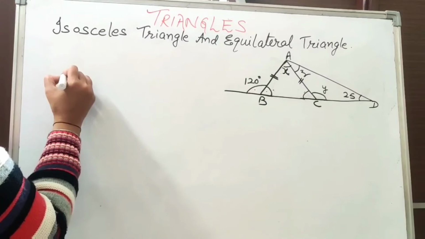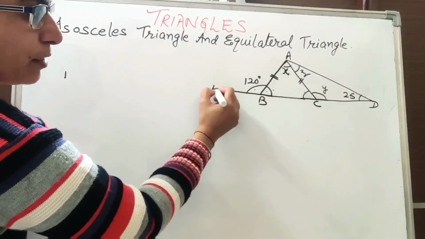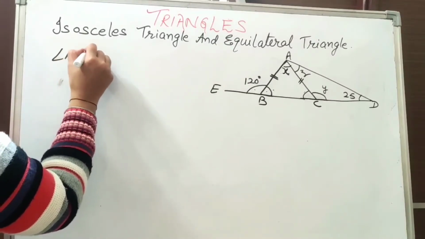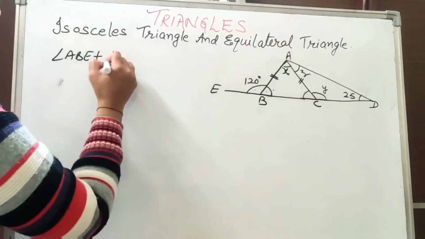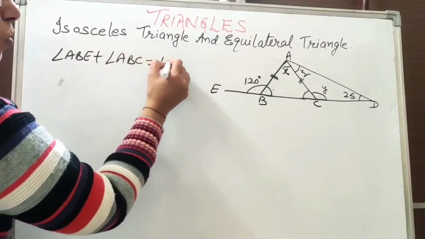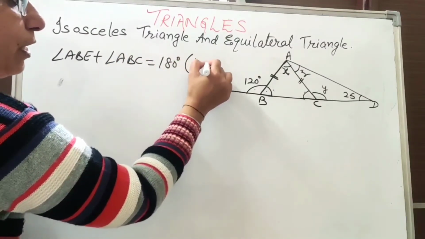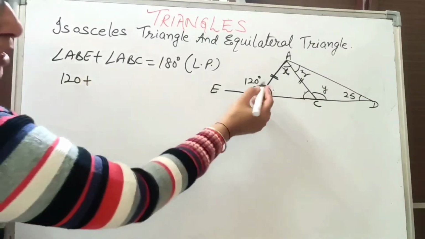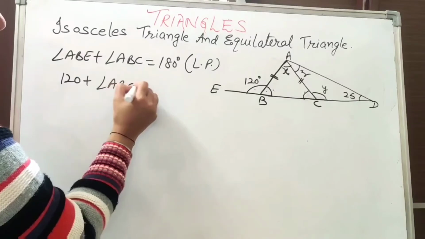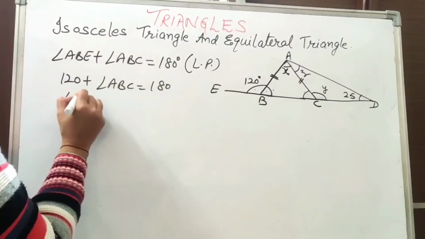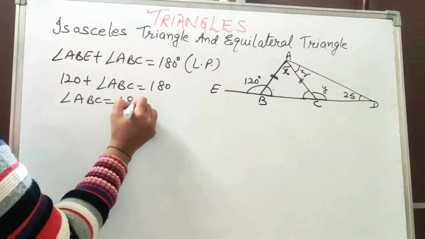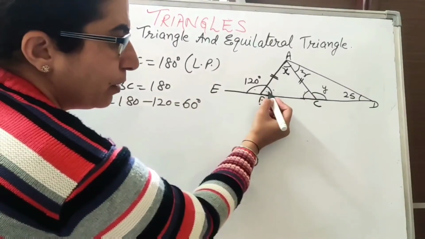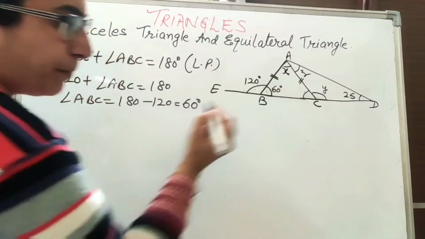So 120, and this point we can mark as E. So angle ABE plus angle ABC is equal to 180 degrees, and the reason is linear pair. So ABE is 120 degrees and ABC is not given. By solving this linear equation we will get the value 60. So angle B, this angle, is 60 degrees.